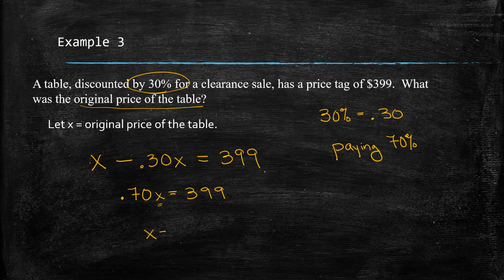Divide both sides by 0.70. So we have 399 divided by 0.70, and working this out I came up with 570. So $570.